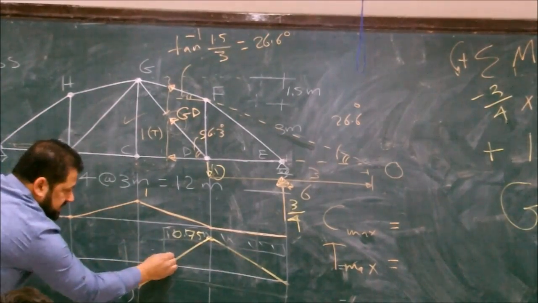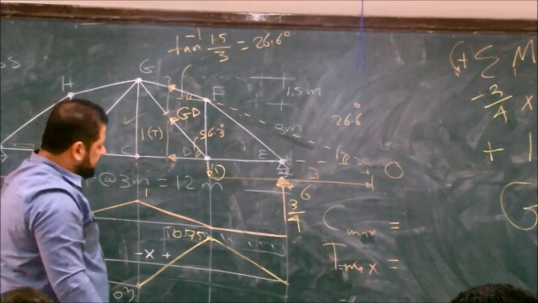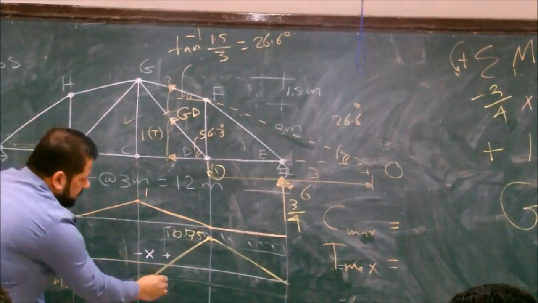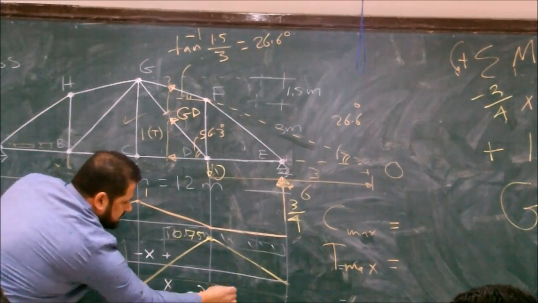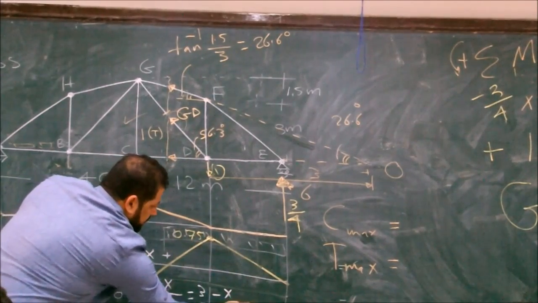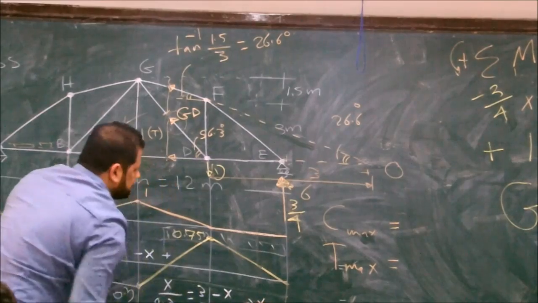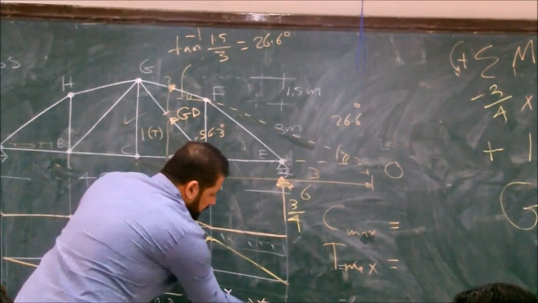So we need this distance, right? x. From similar triangles, x over 0.3 equals 3 minus x over 0.75. You have x equal how much?